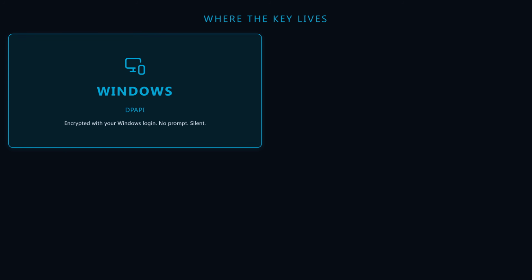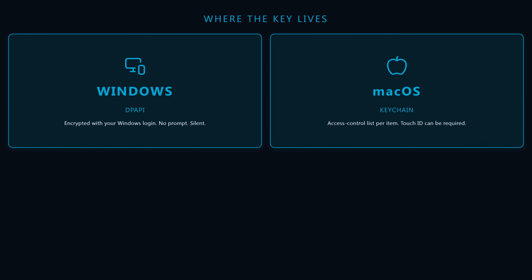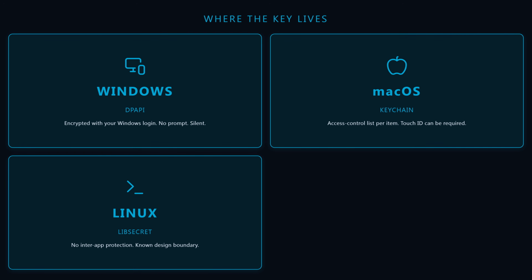This is the part most creators never check. Where does the key live? The moment after you paste it into a tool. On Windows, well-behaved tools use DPAPI, the Data Protection API. Keys are encrypted with your Windows login. No prompt, silent. On Mac OS, well-behaved tools use Keychain. Each item carries an access control list. Touch ID can be required before release. On Linux, the convention is libsecret, talking to the secret service.